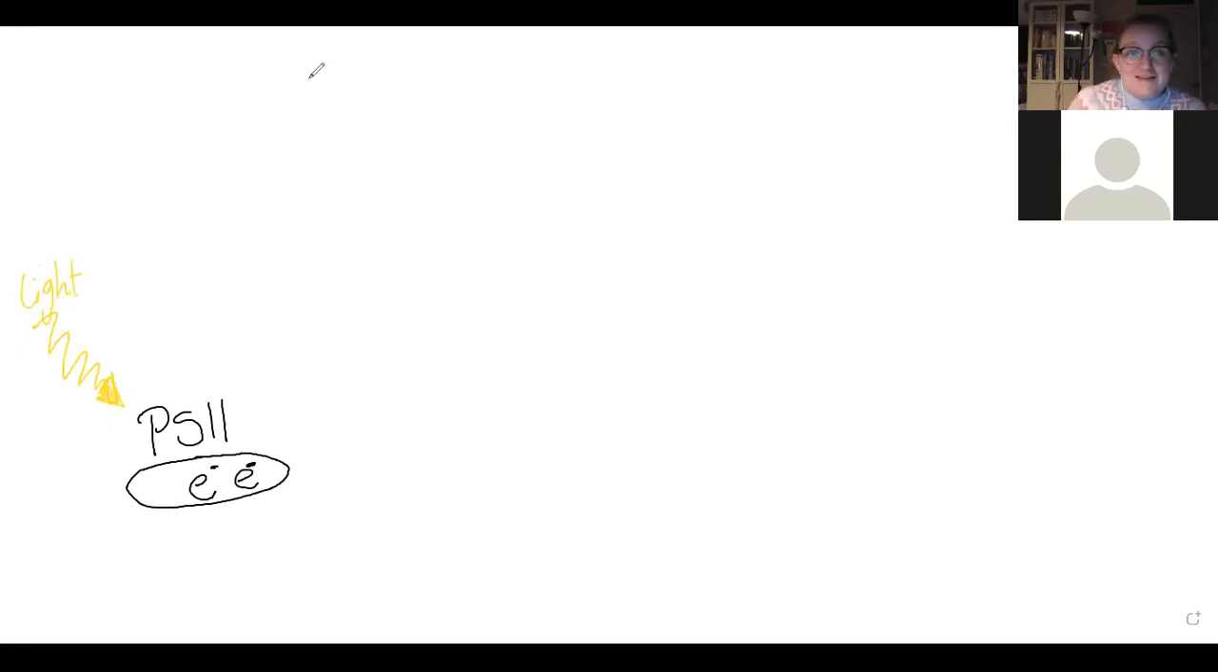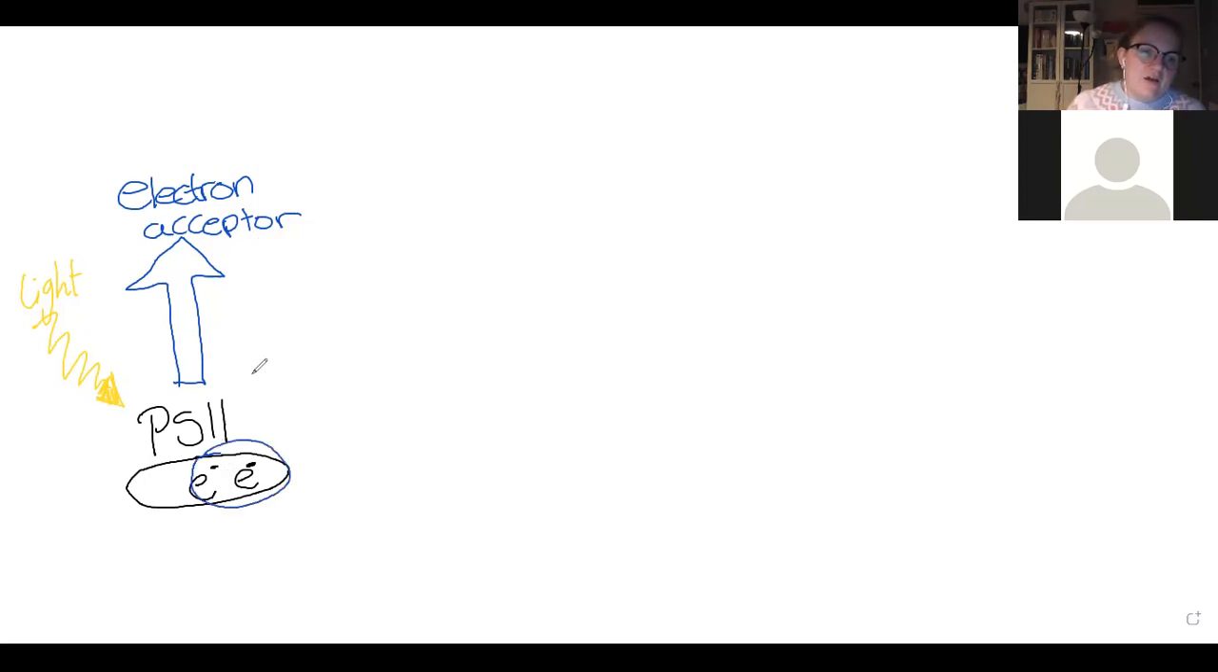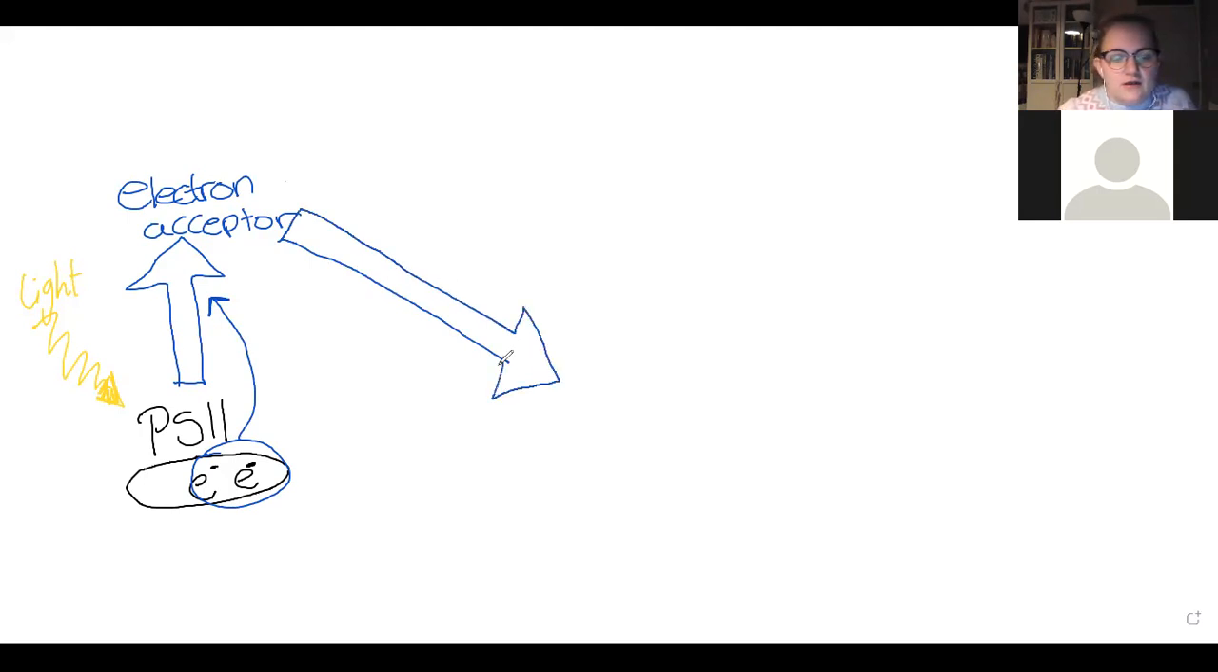Those electrons are excited, and I'm going to draw them in blue. They gain energy and go up to an electron acceptor. So here is our electron acceptor. These are our two electrons. They get excited and go up to the electron acceptor. Once they arrive, they pass down the electron transport chain.